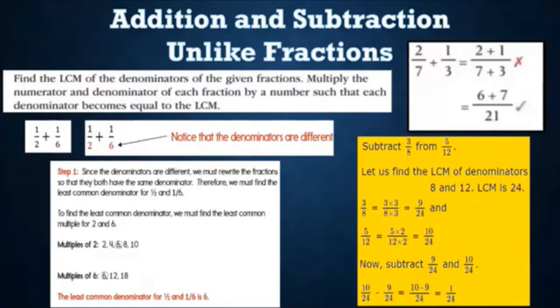Now we have to subtract 9 by 24 from 10 by 24, which is equal to 10 by 24 minus 9 by 24. And what is 10 minus 9? Yes, that is equal to 1. Therefore, 5 by 12 minus 3 by 8 is equal to 1 by 24.